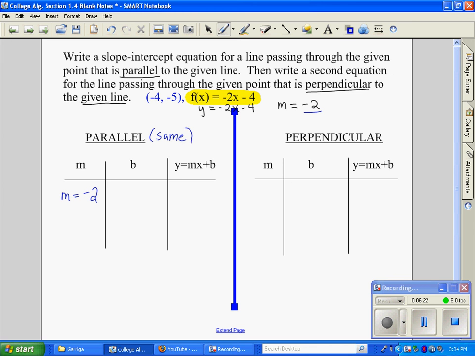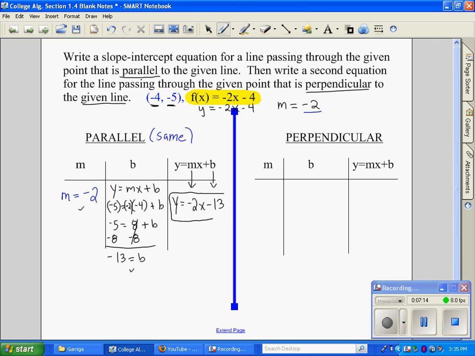Now for my b, I take my formula, y equals mx plus b, and I substitute negative 4 in for x and negative 5 in for y. My m is negative 2, and I solve for b. So I have negative 5 equals negative 2 times negative 4, which is a positive 8, plus b. Get b by itself, so subtract 8 from both sides. Negative 13 is equal to b. I have my m, I have my b. Last step, plug in the m, plug in the b. So y equals negative 2x minus 13. This is an equation of a line that's parallel to the given line in the beginning.